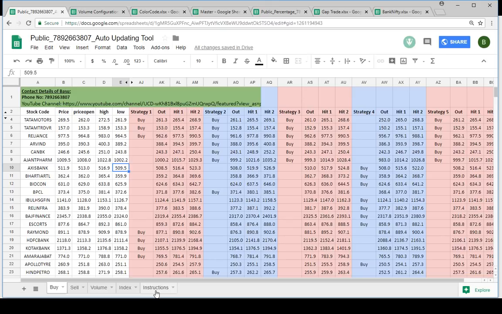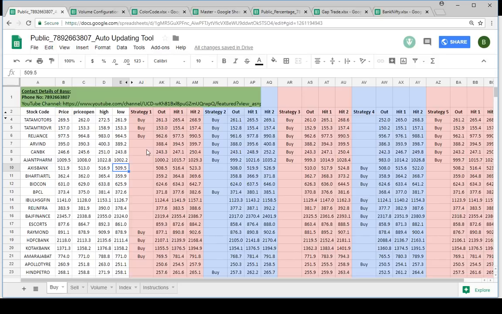Okay, now with that introduction, let's move on to how to use the tool. First, let's go with the buy tab. Whatever you are seeing here is the buy tab, and you can see these n number of columns here.